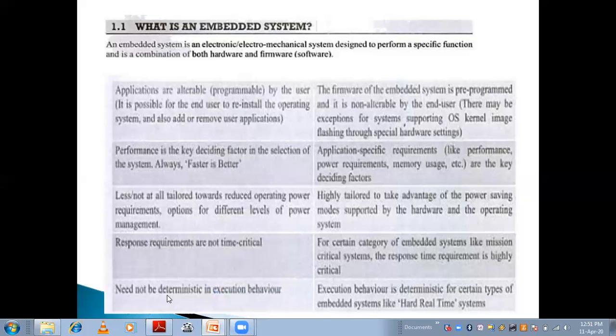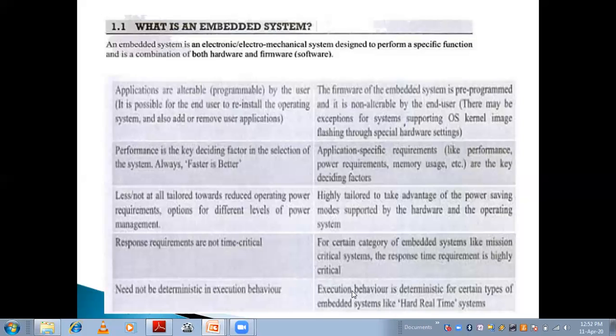Next, general purpose systems need not be deterministic, whereas an embedded system must be deterministic. Further, embedded systems are classified as real-time systems. In a real-time system, its response time as well as its correctness must be correct. They are further classified as soft real-time systems and hard real-time systems.